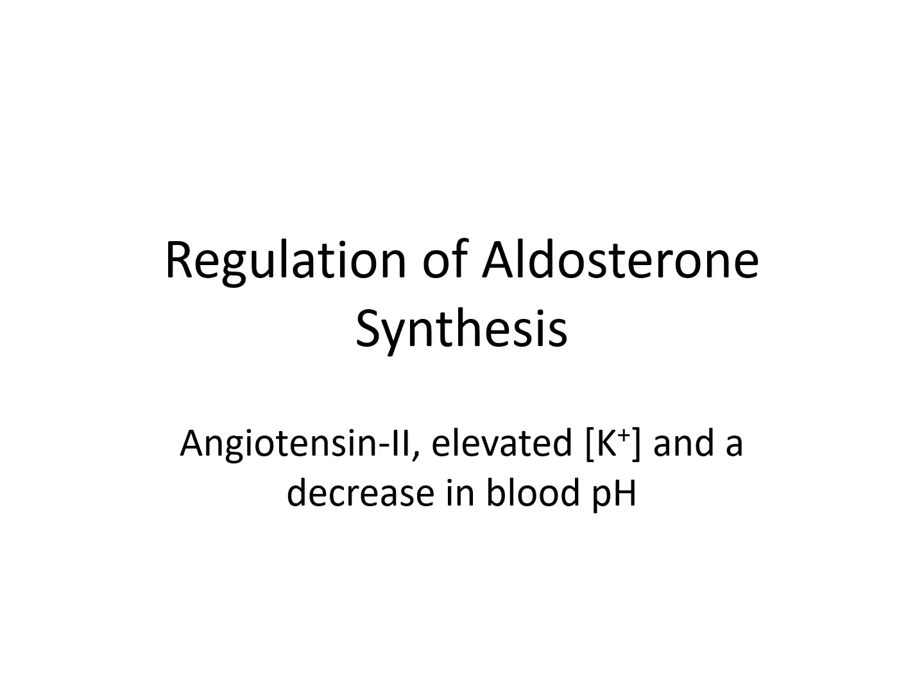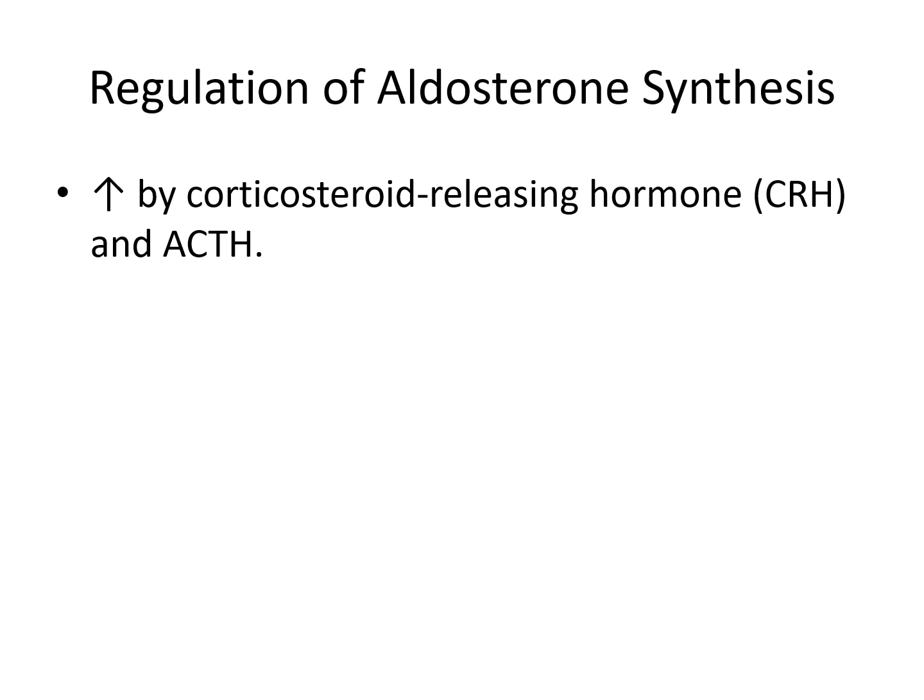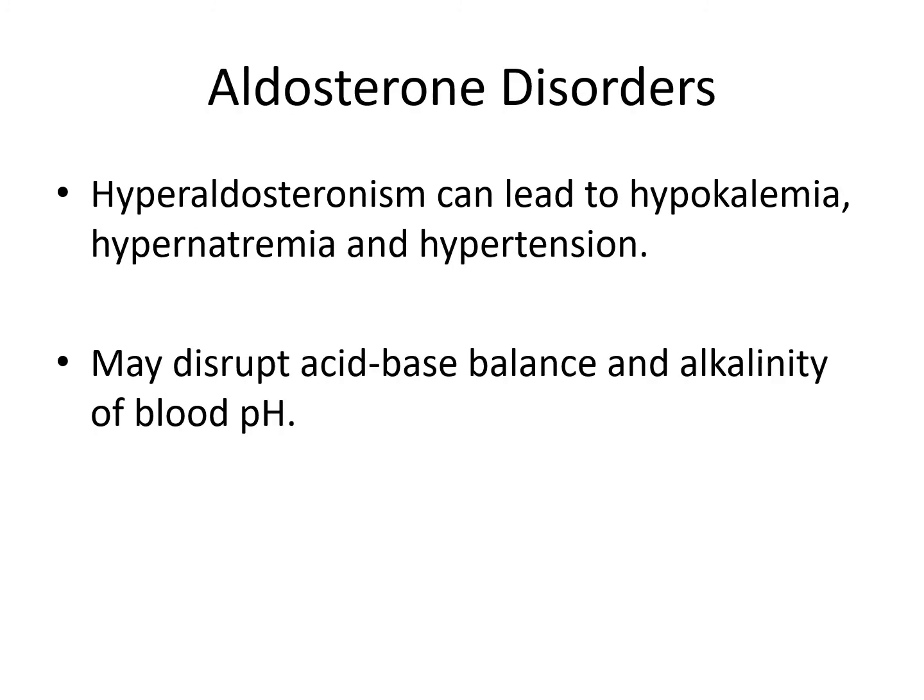So how is synthesis regulated? Well, it's regulated by different factors such as angiotensin II, which you learned in SCB 203, elevated potassium concentrations, or a decrease in blood pH. So this is how the different factors can influence the functions of aldosterone. How is it regulated? Well, it increases by corticosteroid releasing hormone and adrenocorticotropic hormone.